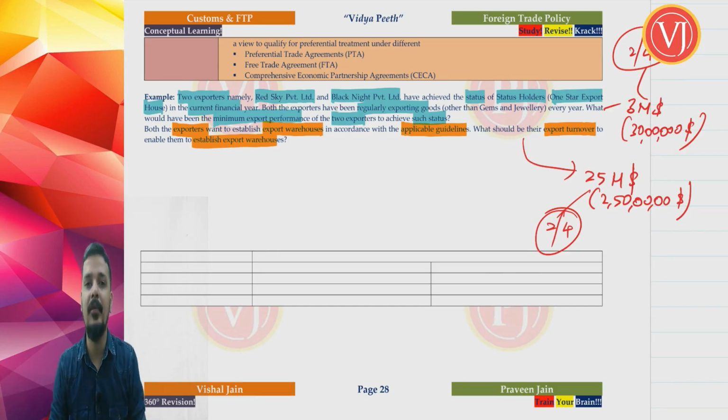So these types of questions are asked where you have to be very clear with the concept, and when you are clear with the concept, things are very, very simple. So that's all about your general provisions relating to import policies and export policies in your foreign trade policy.